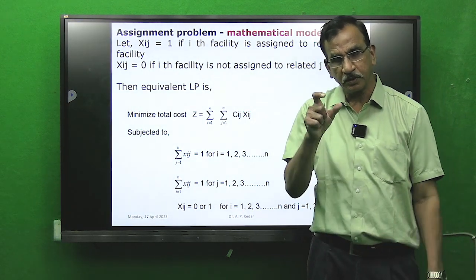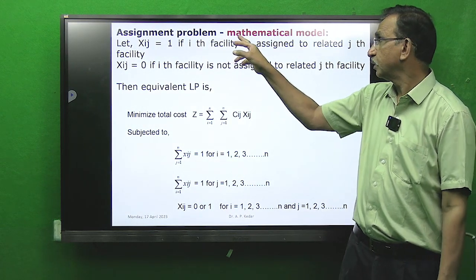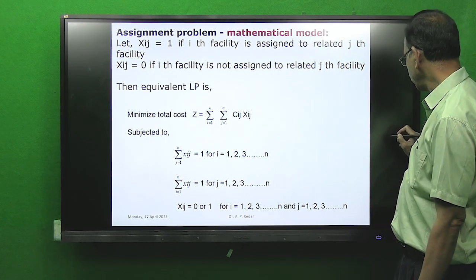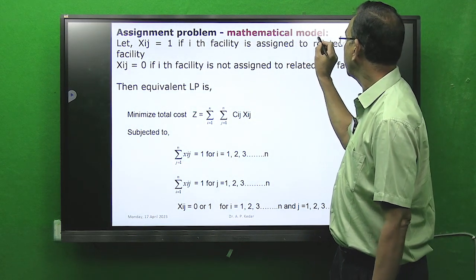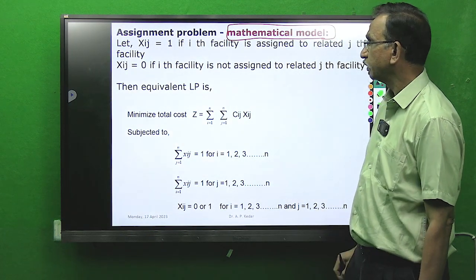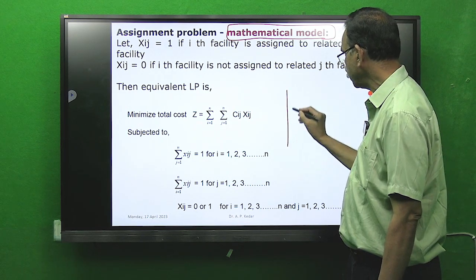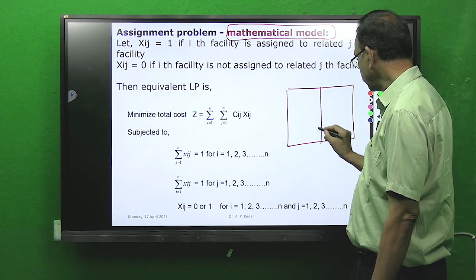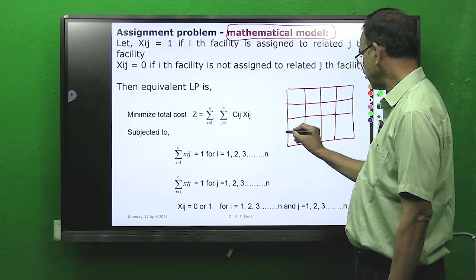In the similar linear equivalent linear program format, we can also write the assignment problem. Here I have shown you the assignment problem mathematical model. Now, what is it giving? In the earlier case I showed you a matrix. Here I am now drawing a square matrix, 4 by 4.